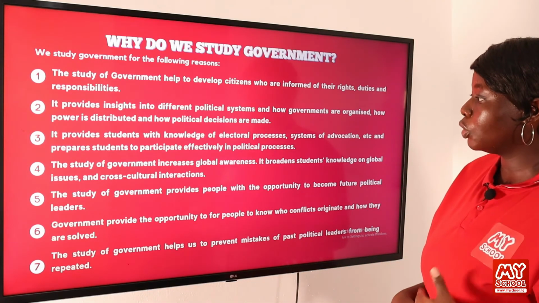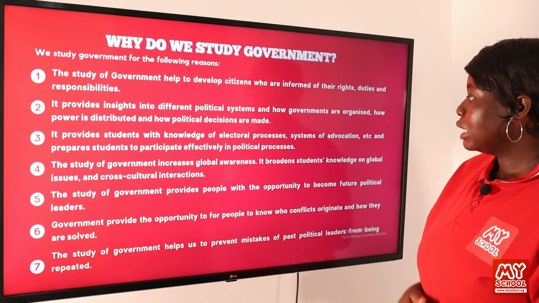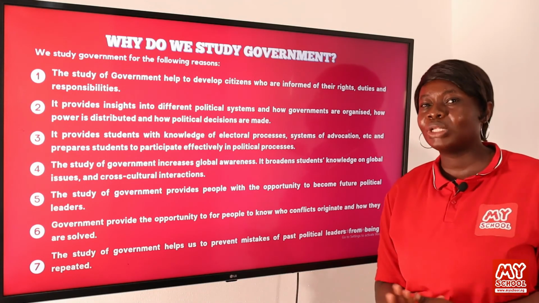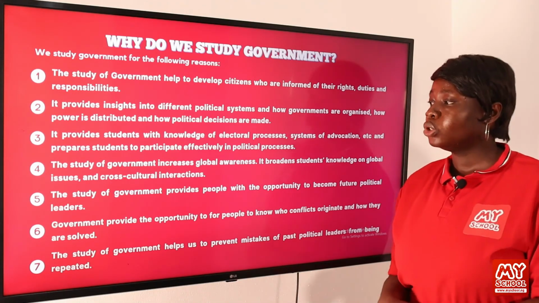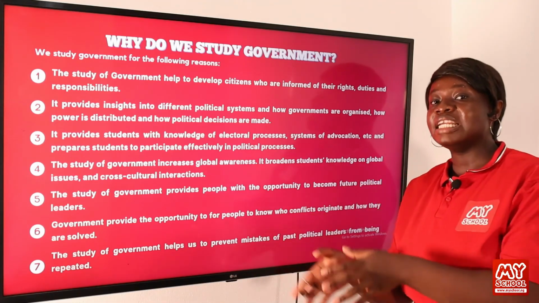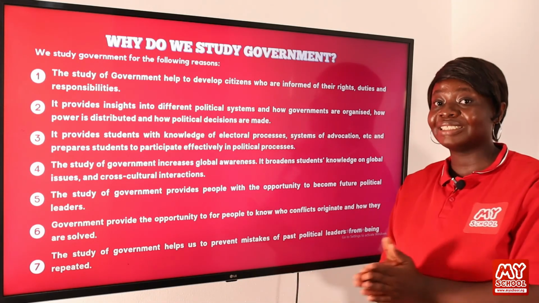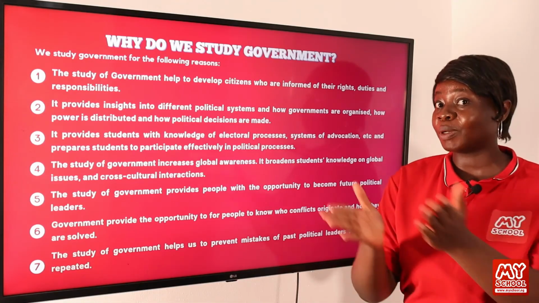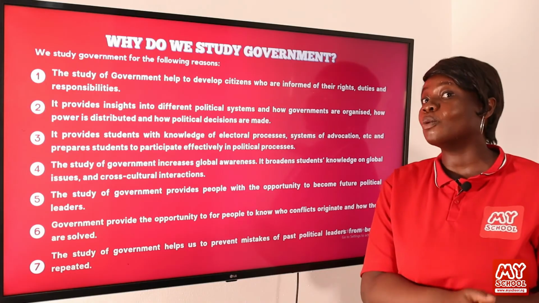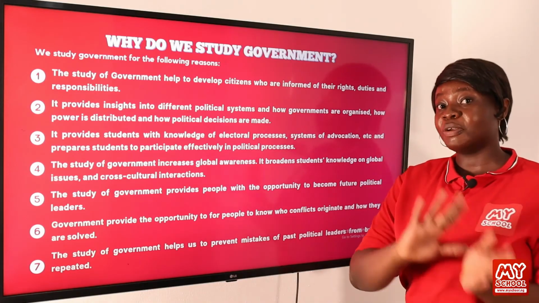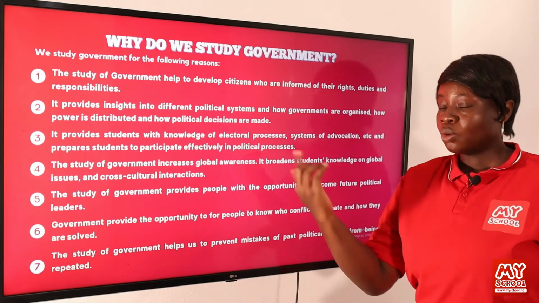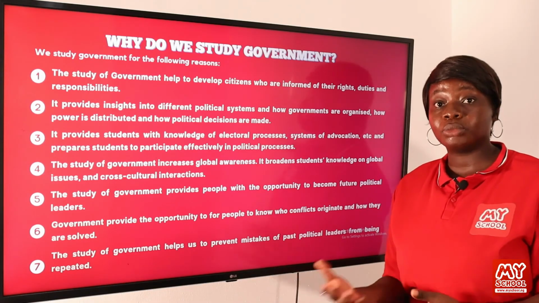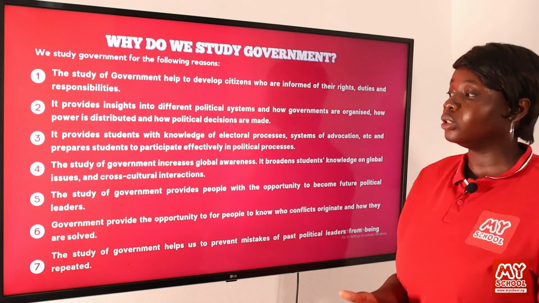Then the study of government also increases global awareness. It broadens our knowledge on global issues and cross-cultural interactions. So you learn about different political systems in the world. You learn how people live in other countries, how different governments make decisions in other countries of the world. And you also learn whether maybe that particular system will be good for you, whether you want to move there, or whether you want to invest in that particular country. When you learn government, you learn about all of these things, and it will make you make more informed decisions as you move on in the world.